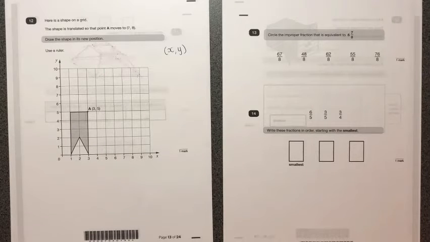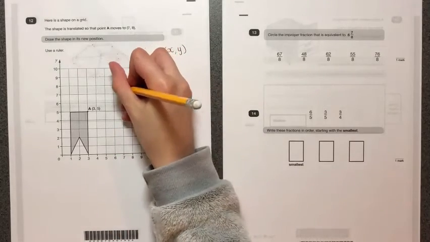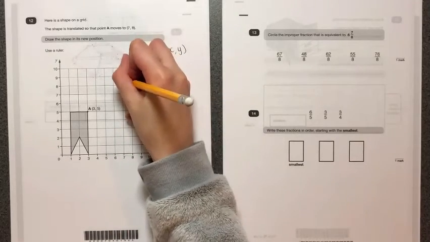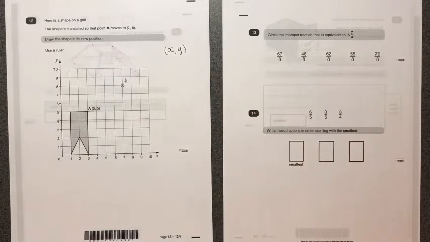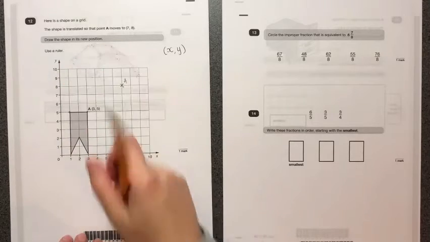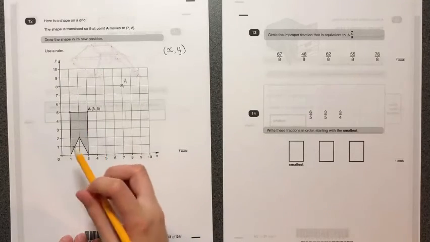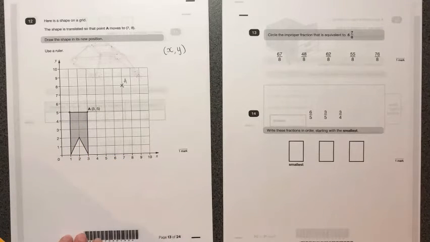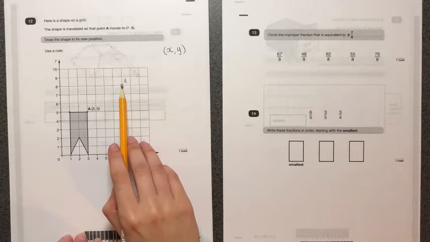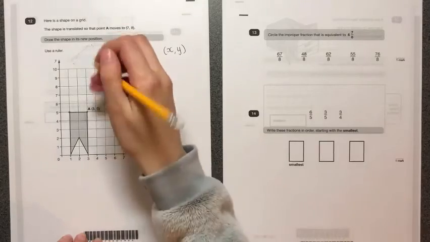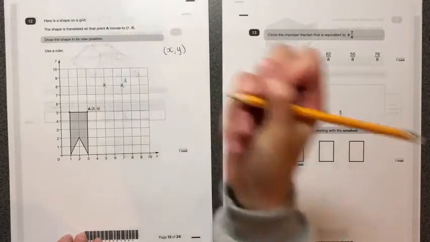So our new point A is 7, 8, so we're going 7 along the corridor and up the stairs, along the corridor 7, up the corridor 8, and we've got our point here, and that's our new point A. From this point to point A, we can see that there's a difference of 2 squares. We're going to count 2 from A. 1, 2. This is our second point.